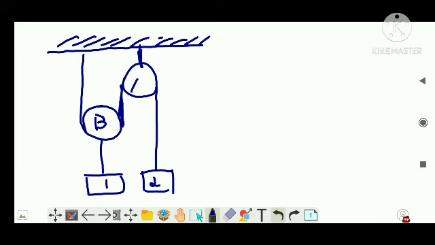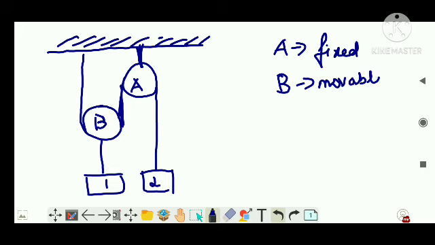Right, this is A pulley and B pulley. Now here A pulley is fixed, right? It is fixed here. B pulley is free, or B pulley is movable. It is not fixed in any way, right? So when you are exerting force on it, it will be also rotating. That's the meaning of it.